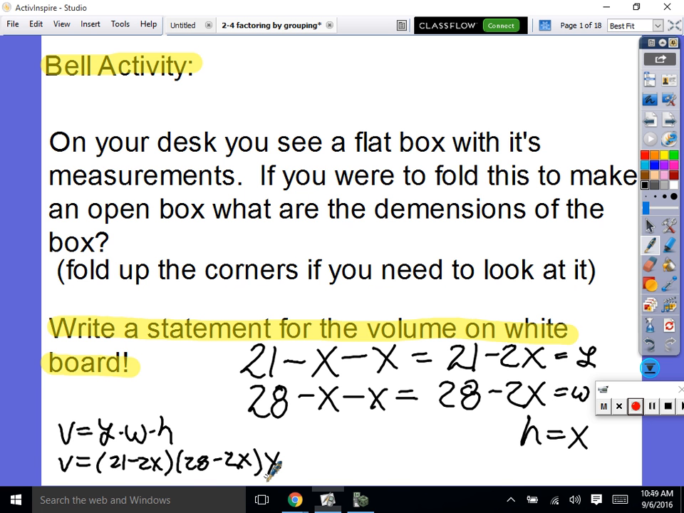That's all I said. I didn't say you had to write it in standard form. You didn't need to distribute it out. However, if you did, I wouldn't mark it out. Questions? Okay.